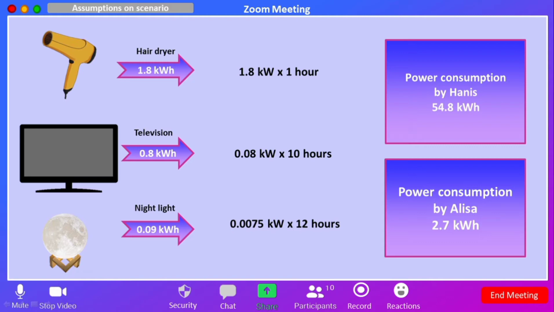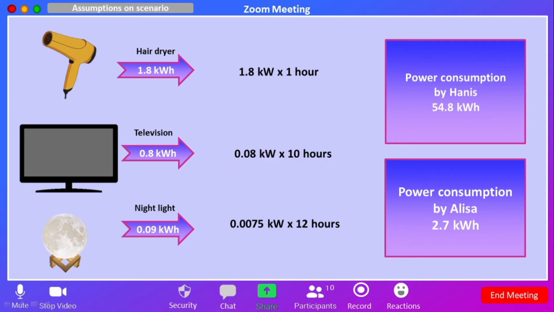Lastly, the night light only uses around 0.09 kilowatt hour because the maximum night light uses 0.0075 kilowatt. So we assume that Alisa used the night light for 12 hours every night. Then we need to multiply 0.0075 with 12 hours and we will get 0.09 as the answer.